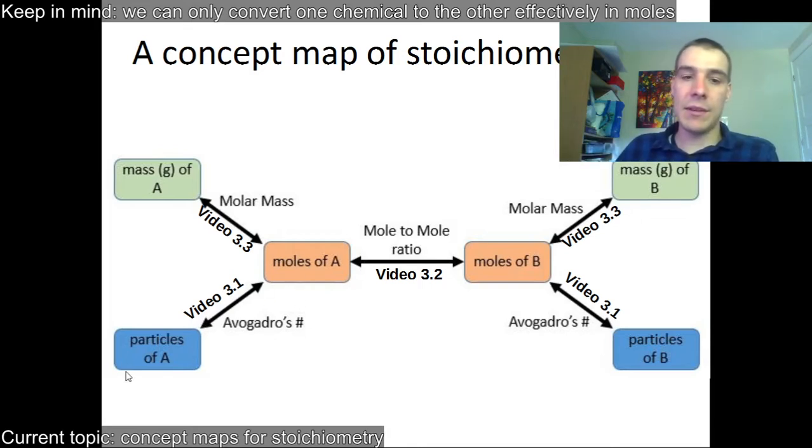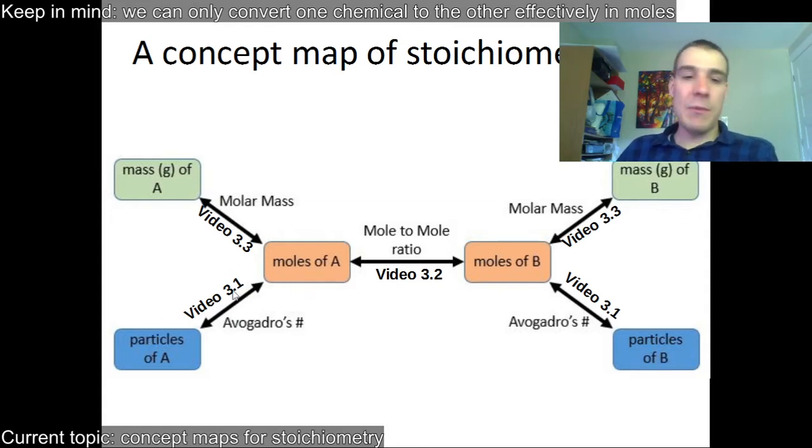Right? We can do that. We can go back and forth from moles of something to particles of something. And same thing on this side, moles of B to particles of B. Both of them use Avogadro's number. So if I have 3 moles of A and 3 moles of B, I have the same number of particles of A and the same number of particles of B.